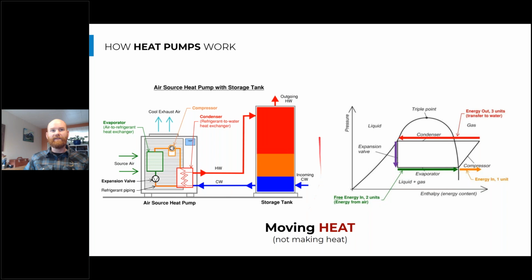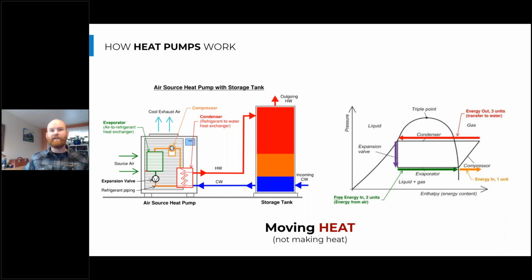And so on the left-hand side of the screen, I have an air source heat pump water heater conceptual diagram connected to a storage tank. And I note 4 of the components in that air source heat pump water heater and the expansion valve. And over here on the right-hand side of the screen, excuse me, I have our pressure versus enthalpy or energy content chart. And so if we step through this cycle together, we'll start with the evaporator.